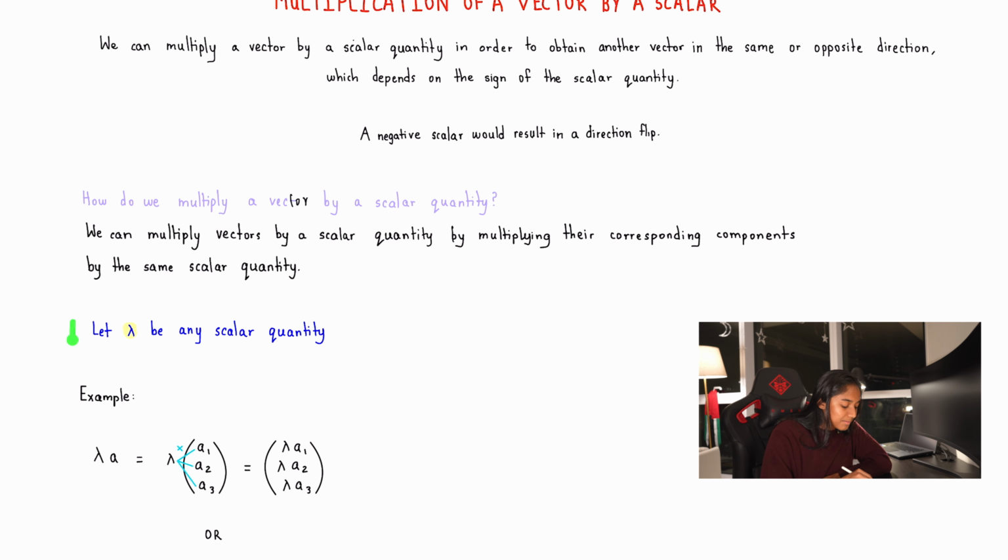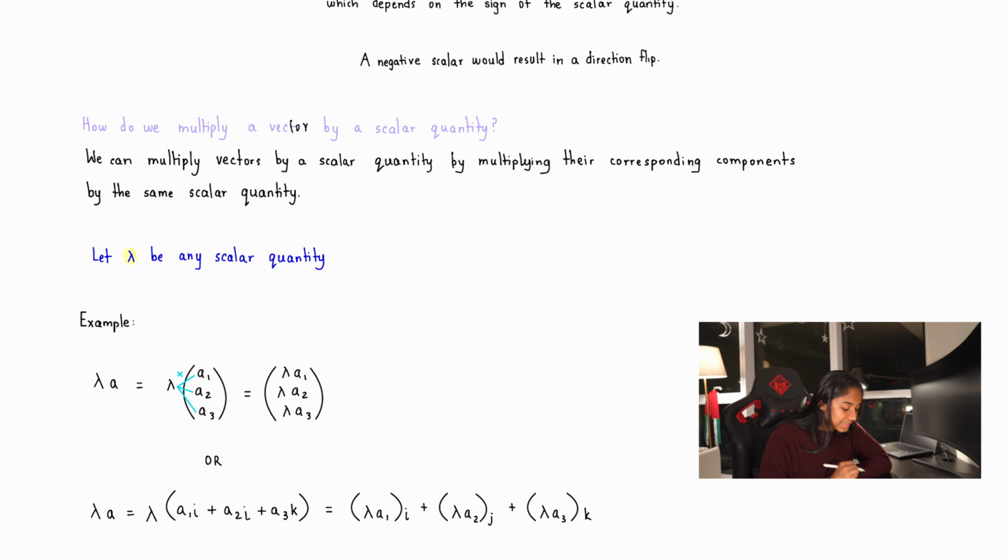So let lambda be any scalar quantity. Let's look at this example. We're going to multiply lambda by the vector A. So remember, A is A1, A2, A3. All we're going to do is multiply that same scalar by all of the components in this vector. So we're going to have lambda A1, lambda A2, lambda A3, and the same goes for this, right? It's the exact same thing, but instead in this form. So we have the I, J, and K.